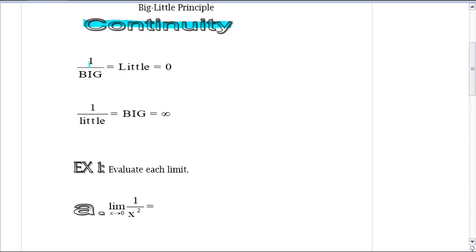Now the first one that we're going to look at is 1 over big. Now you can ask, what is 1 over big? Well, it's little. How little? 0. If you don't believe me, and it's okay if you don't, let's do a couple of examples. So let's say that I have 1 over 2. That would make 0.5, a half.